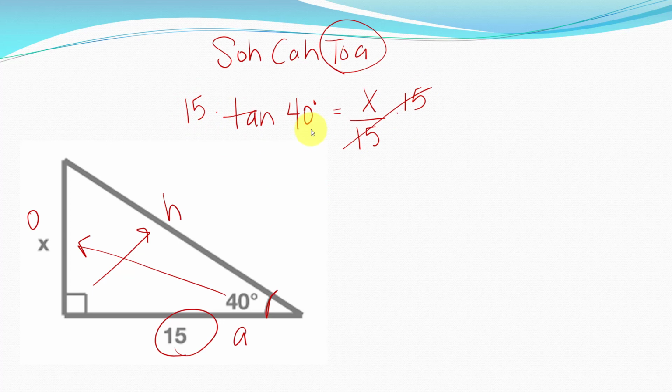So in my calculator, I'm going to do 15 times tangent of 40, and I got x equals 12.5865. Rounding, I would just say 12.6. So see what you get. See if you can get that in your same calculator. All right, here's another practice.